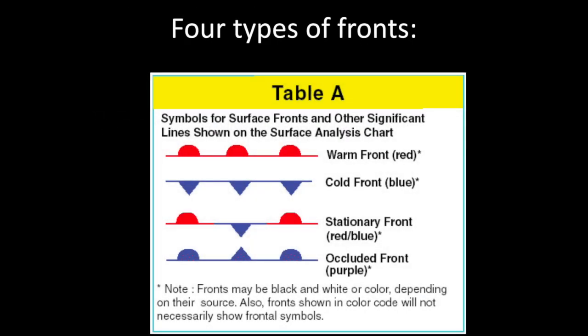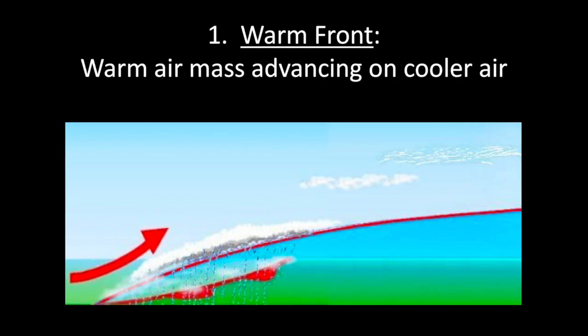Now there's four different types of fronts. There's warm fronts, cold fronts, stationary fronts, and occluded fronts. Now the first kind of front we're going to talk about is a warm front. This is when the warm air mass advances on the cooler air.